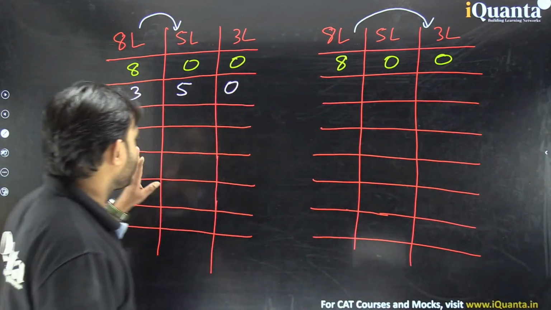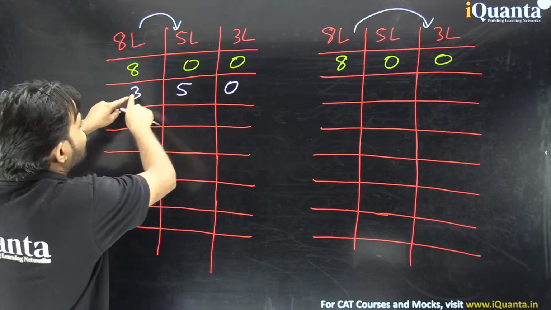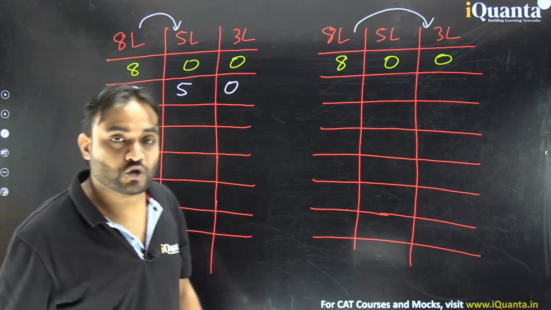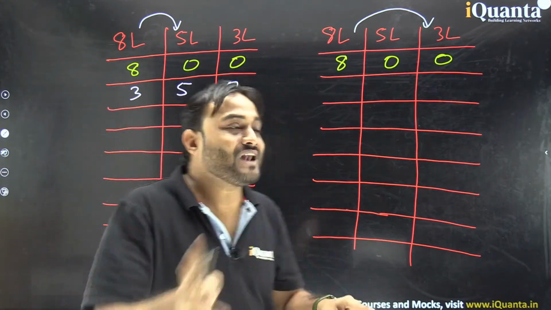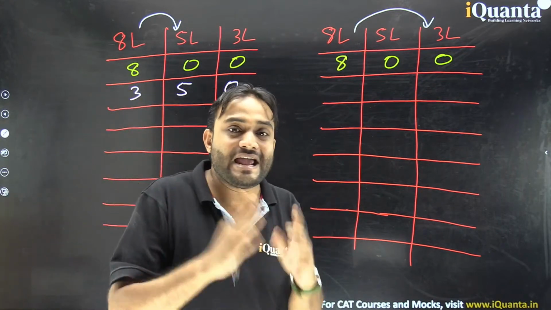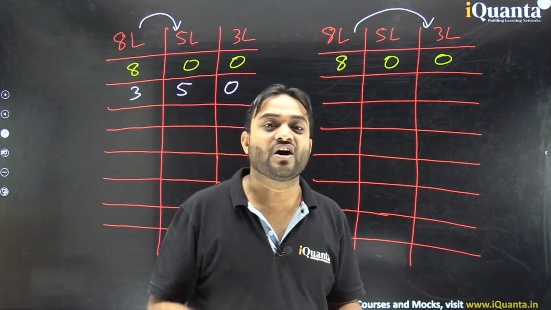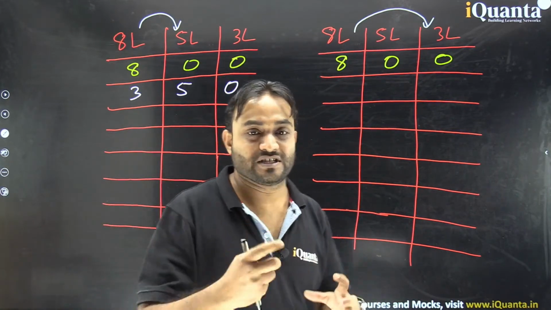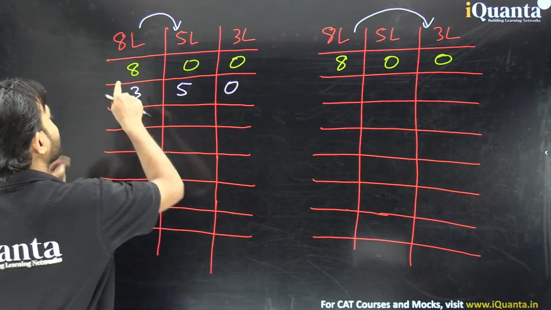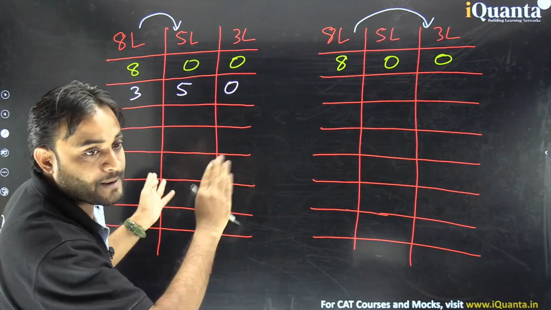Now what should be our next step? If I put this 3 liter into this, both will be filled, so then we will have to empty it into the 8 liter. So we are not getting any new step, right? We should be focusing on getting new measurements. How can we do that here? We cannot put these 3 into this because we will return to the same.